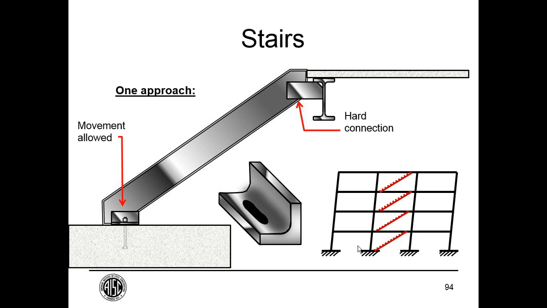An approach that a lot of people take with stairs is to tie them in hard, as we say, so that they move with one end, but tie them in flexibly with some motion allowed at the other end. So here at the bottom end of the stair, I'm showing an angle connection with a slotted hole, and at the top, that may be a fully welded hard connection. So the stair will move with the upper diaphragm where this ground floor slab stays in place.